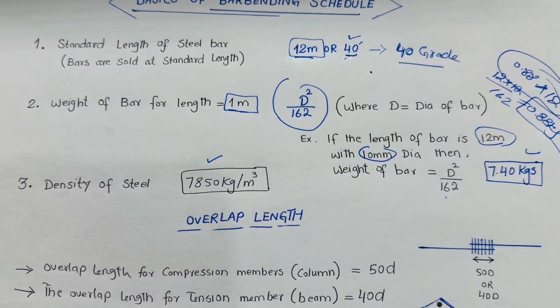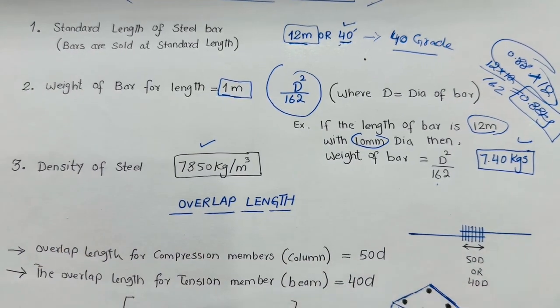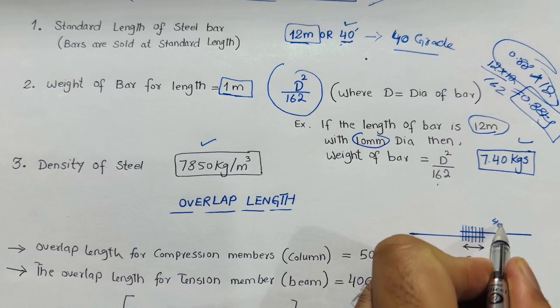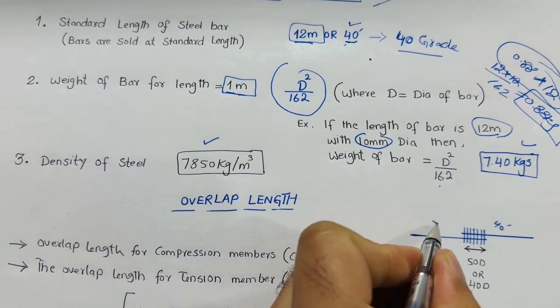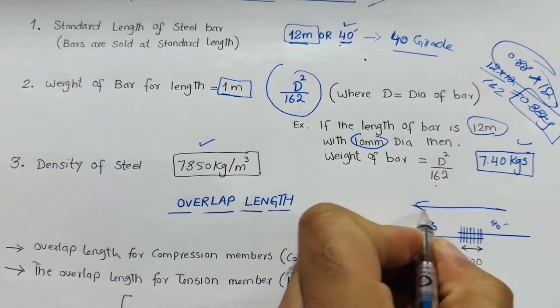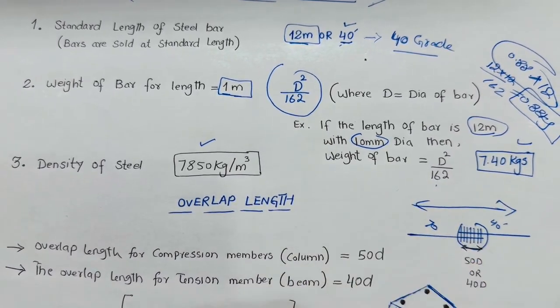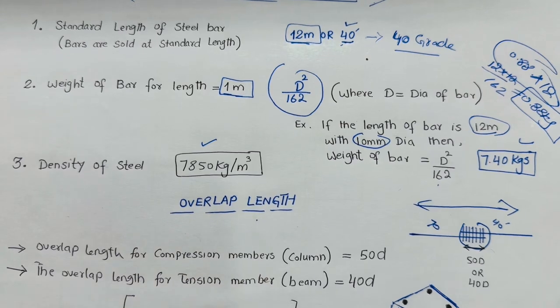Next, overlap length, okay? Sometimes we need to overlap one steel rod with another, because if we don't have sufficient length, we overlap one steel rod with another one. As you can see, this is the example. For example, this is 40 feet and you need to extend the length of the steel up to 70 feet. Suppose the total length is 70 feet, so one steel rod should be overlapped with another one, which is called overlapping length. So what should be the overlapping length?